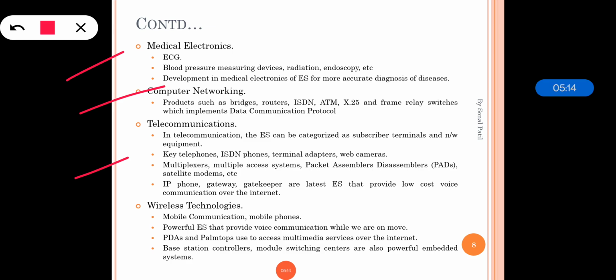If we are talking about the subscriber terminals, they are such as key telephone, ISDN phones, web cameras. Whereas the network equipment includes the multiplexers, packet assembler, deassembler, satellite modems. Then the wireless technologies. Advances in mobile communications are paving a way for many interesting applications by embedded systems. The mobile phone is one of the marvels of the last decade of the 20th century. It is a powerful embedded system which provides voice communication when we are moving.